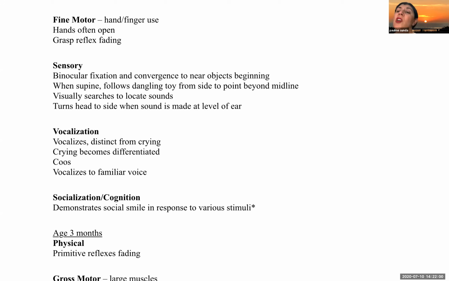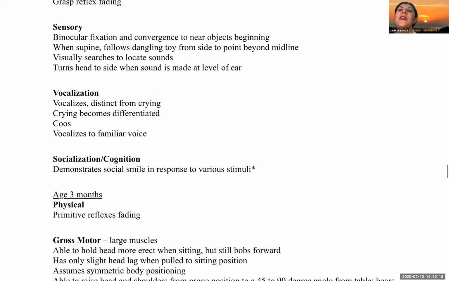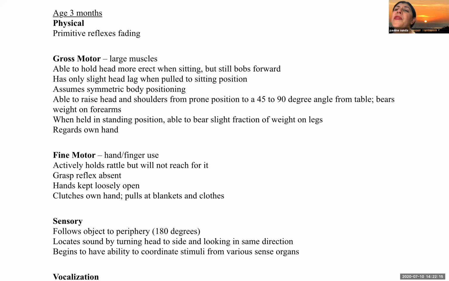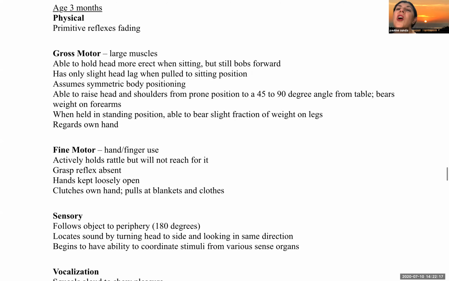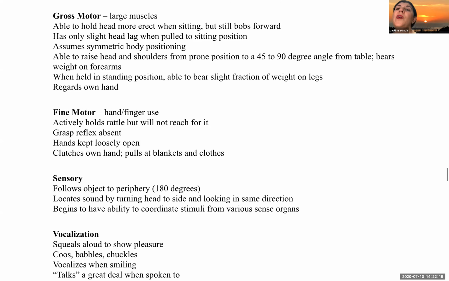Vocalizations, note that these are different from crying. They may coo and they vocalize to familiar voices. It is at 2 months that we begin to see that social smile in response to various stimulation. 3 months, the primitive reflexes are fading. Gross motor, they're able to hold their head more erect when sitting, but it still may bob forward.